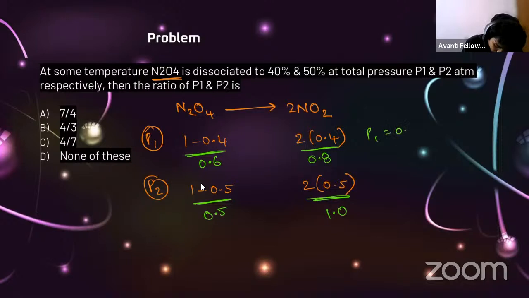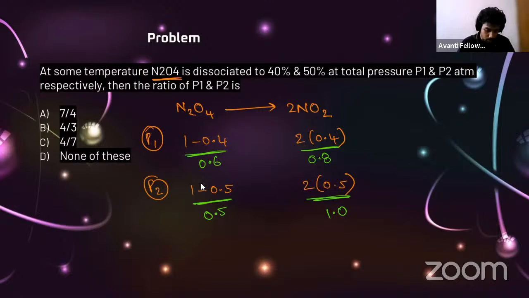P1 is equal to 0.6 plus 0.8, right? Yes or no? Simple. Just combine both the moles present at last. Sorry. These are moles, right? You cannot write P1 is equal to 0.8 plus 0.6. You can write mole fractions there.